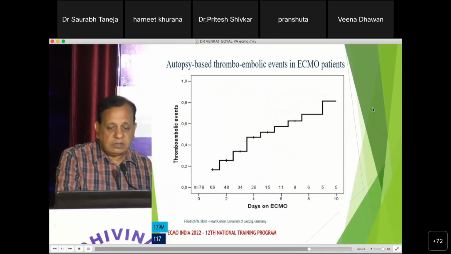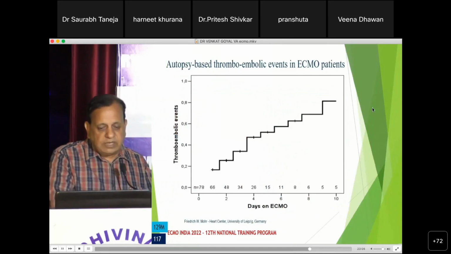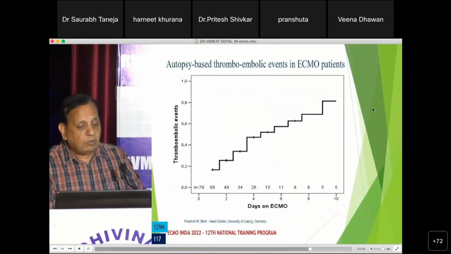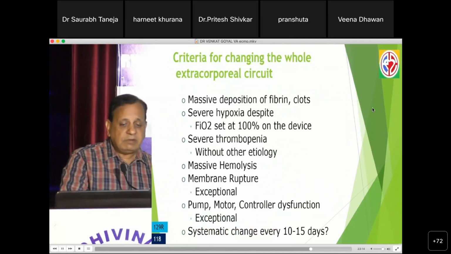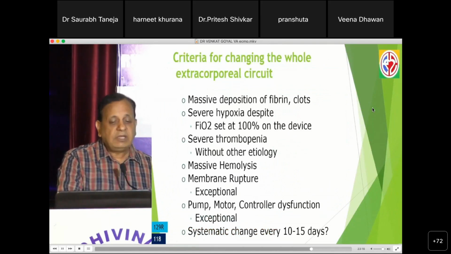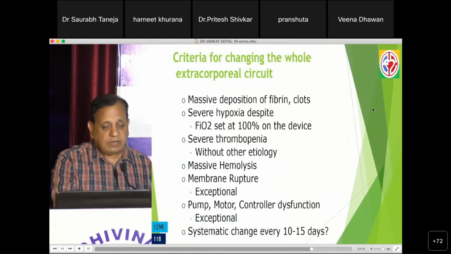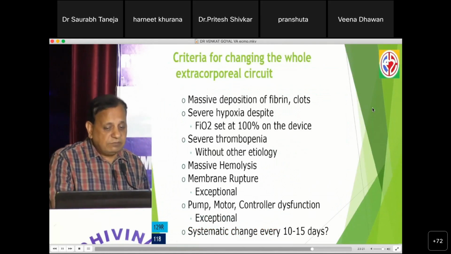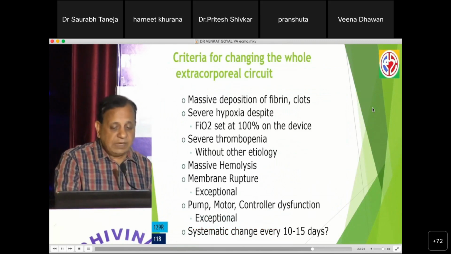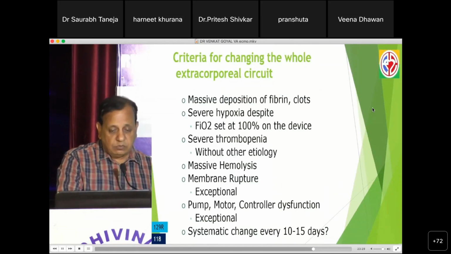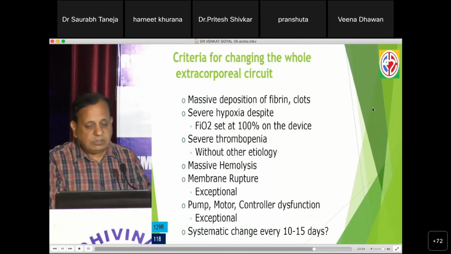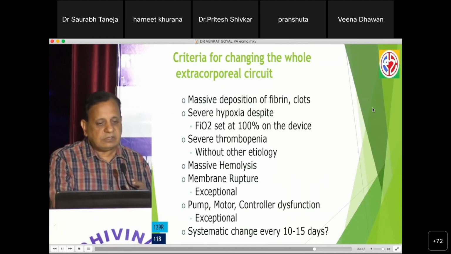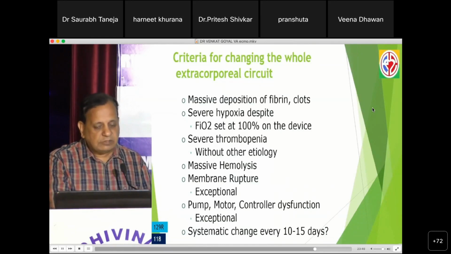Then you have seen that over time, as the number of days of ECMO run increases, thromboembolic complications are more. So what is the criteria for changing the whole extracorporeal circuit? If there are massive depositions of fibrin clots, severe hypoxia despite FiO2 set at 100% in the device, severe thrombocytopenia, massive hemolysis, membrane rupture, pump, motor or controller dysfunction. If required, you may require a systematic change after every 10 to 15 days, though this may be a luxury for us, but sudden catastrophe has to be prevented.